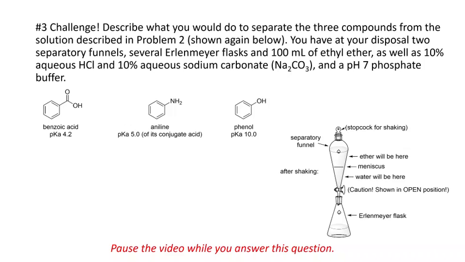Think about how you would change that pH to different values to try to pull out an anionic or a cationic species into the water, leaving the others in the ether, or however you want to think about doing it. Okay? So pause the video. When you're ready, come back when you think you've got something, and we'll talk about it.